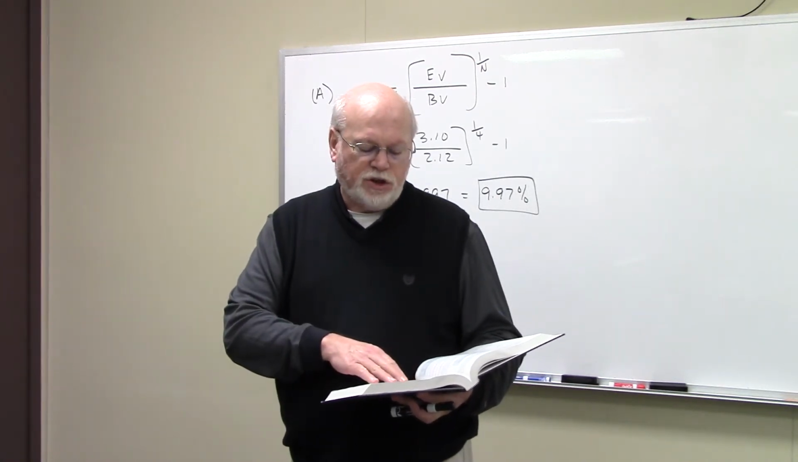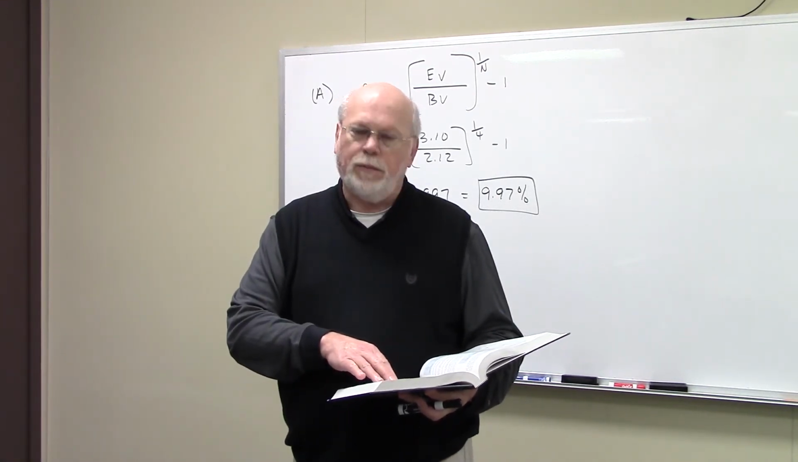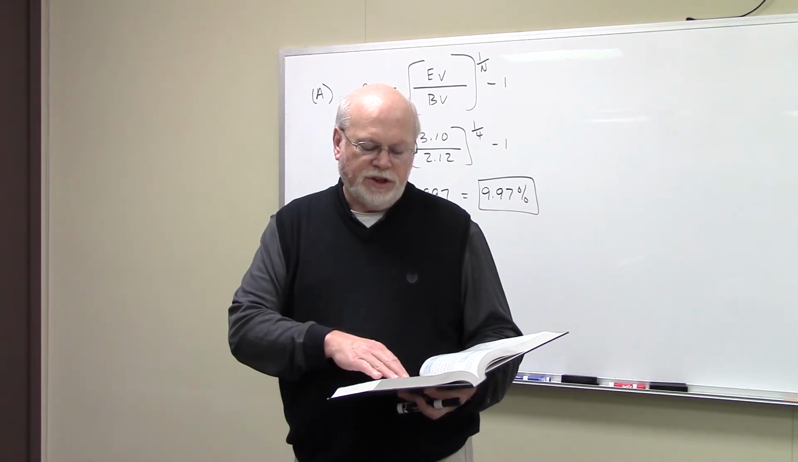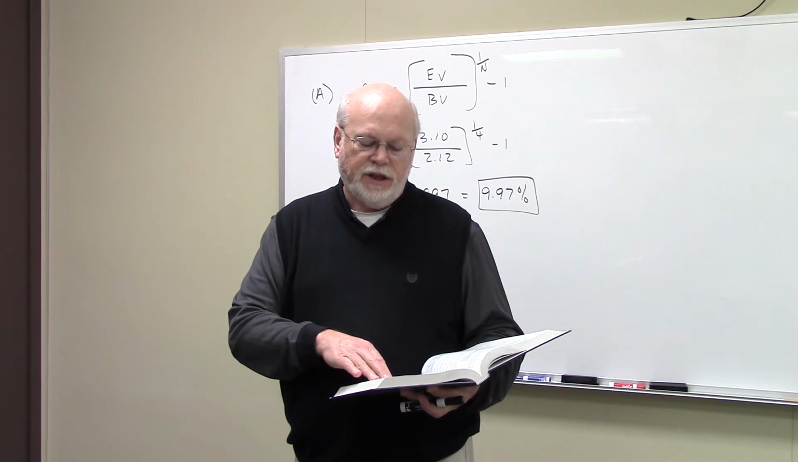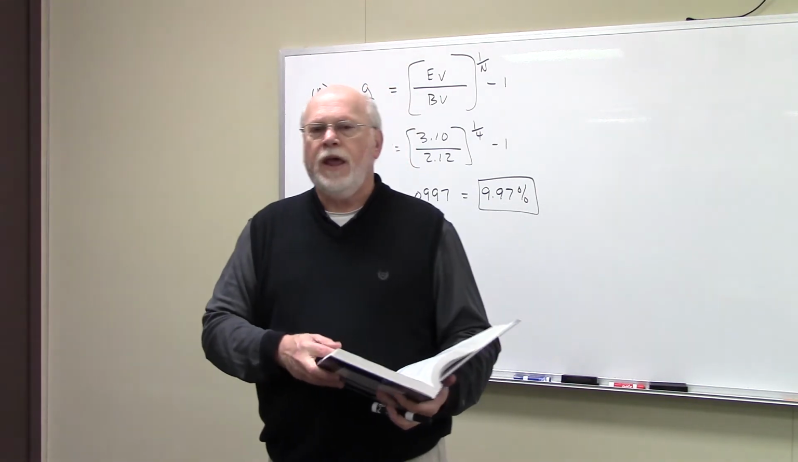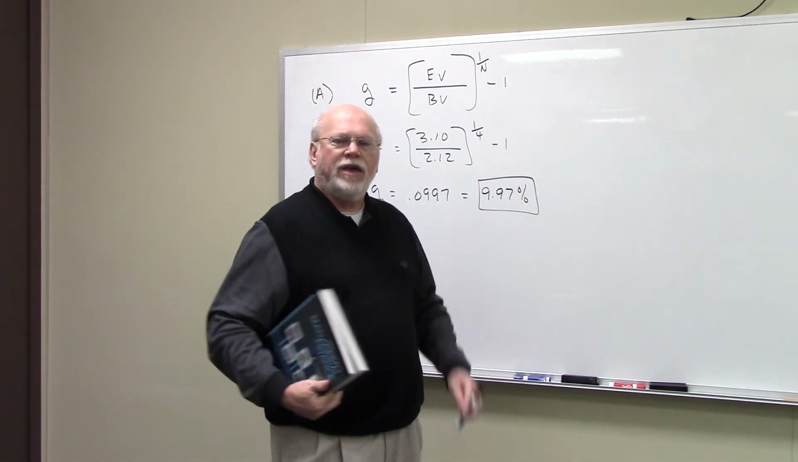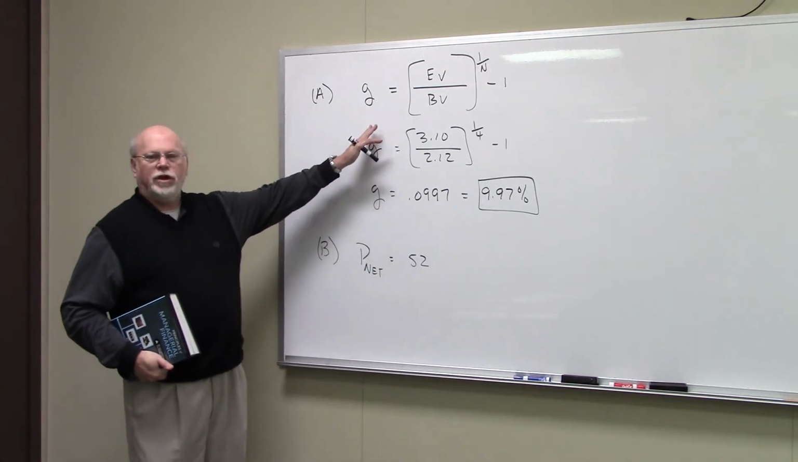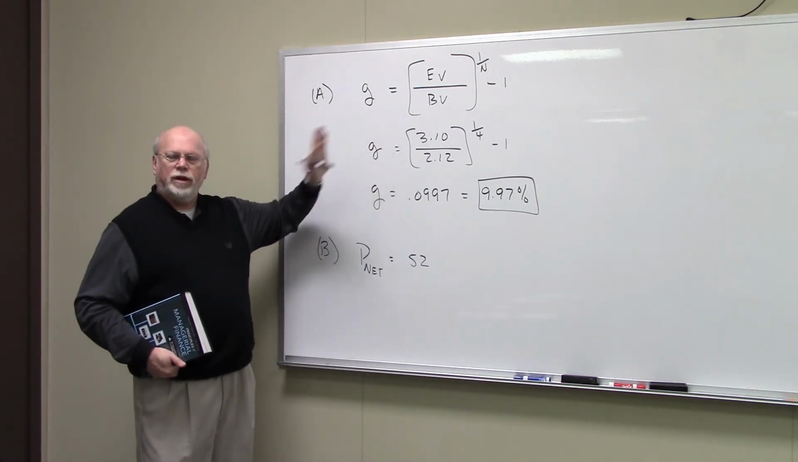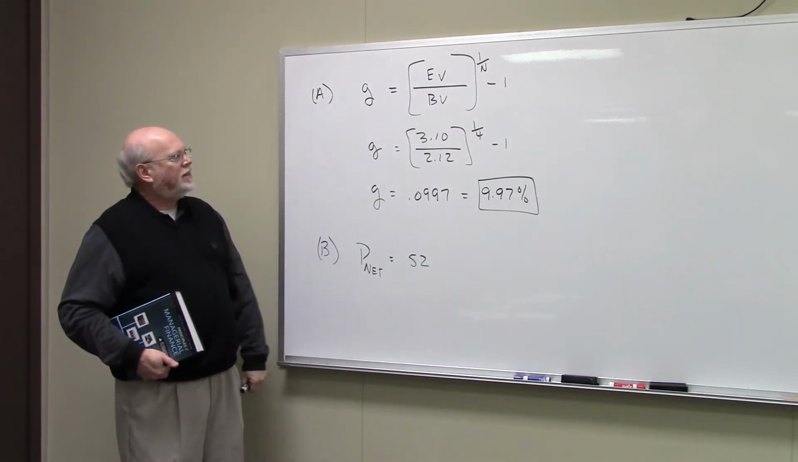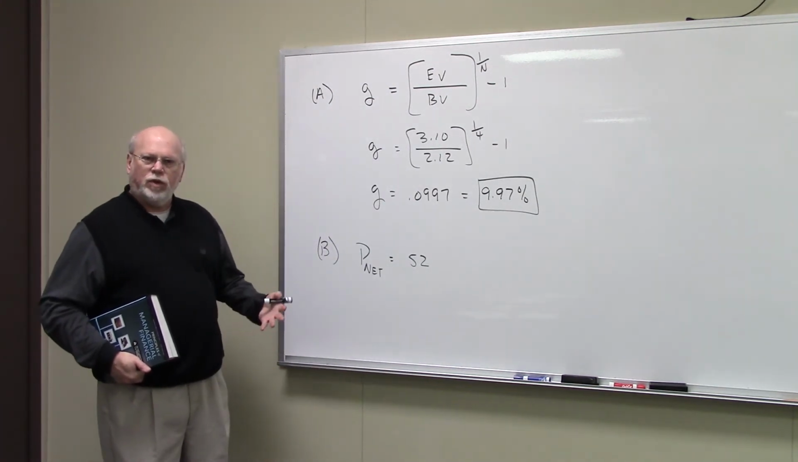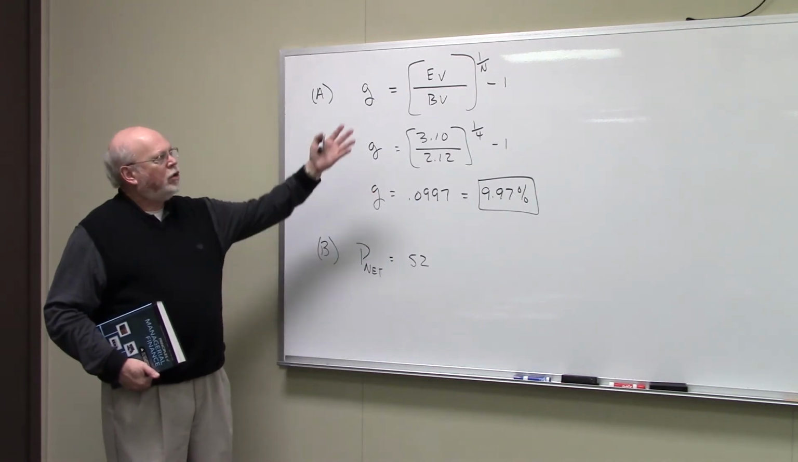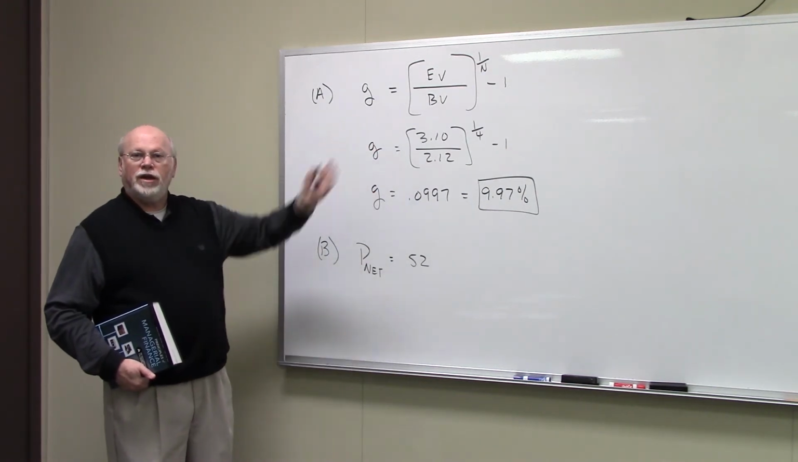The A part says determine the growth rate for dividends from 2011 to 2015. The B part says what are the net proceeds that the firm will actually receive. Now, to calculate the growth rate, we're going to use this little formula here that I introduced to you in a previous chapter. It tells you that, in this case, the growth rate is the ending value divided by the beginning value raised to the 1 over n, minus 1.